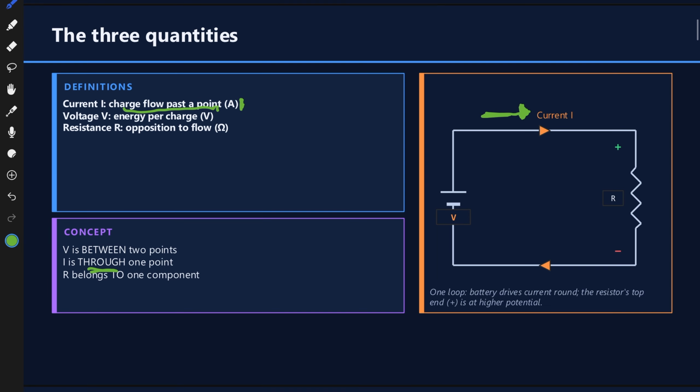Energy per charge is voltage. And resistance is opposition to the flow. So resistance here, denoted by this symbol, opposes the flow of the current. So if, for example, this voltage was maybe 12 volts, then once it passes through the resistor, it'll dissipate, become like 8 volts, or if this is the only resistor, it becomes 0 volts.